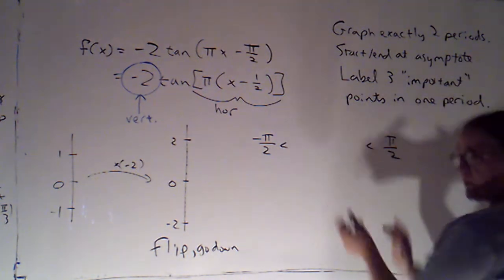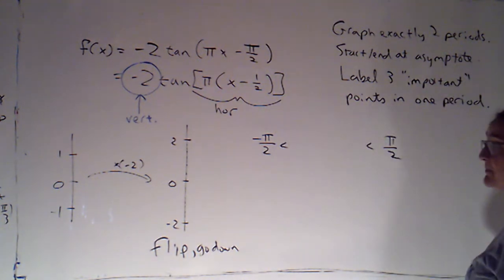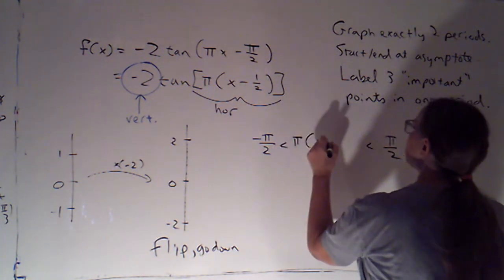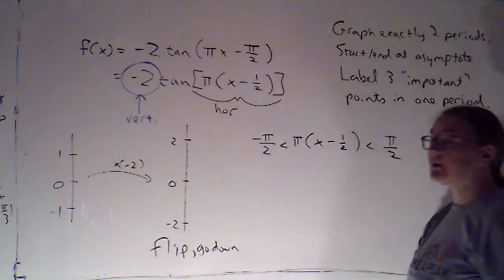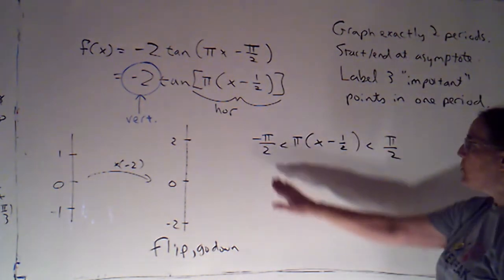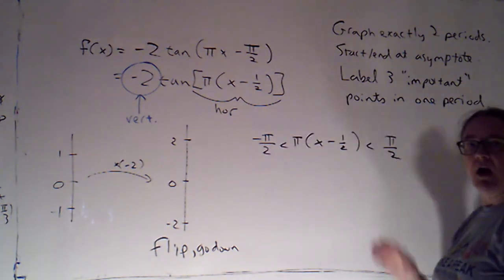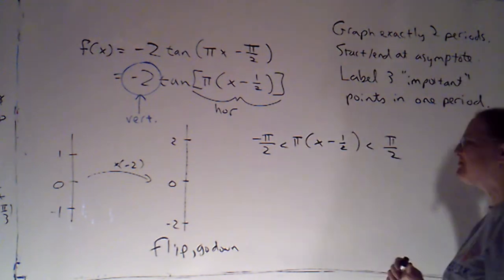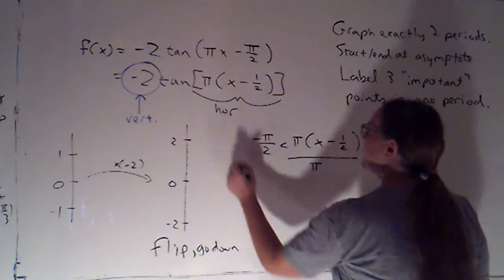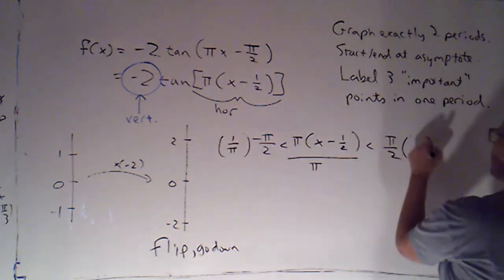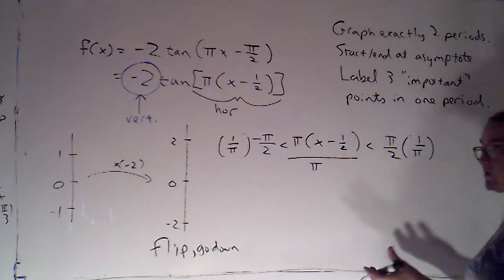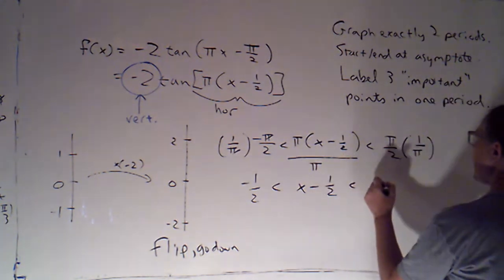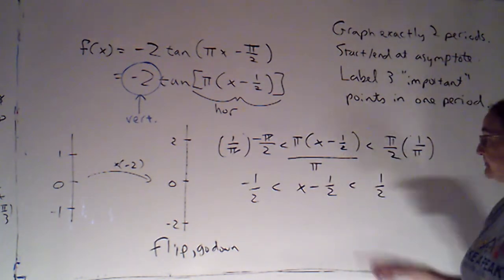And notice I've used strict inequalities here because x can't be those values because tangent's undefined there. So I'm going to say my input, pi times x minus 1/2, would have to be strictly between -pi/2 and pi/2. When I solve for x, whatever these numbers become are going to become the location of my starting asymptote and my ending asymptote for that first period. Okay, so let's divide by pi. I'm just going to use the fact that dividing by pi is the same as multiplying by its reciprocal. So those pi's cancel. I get -1/2 less than x minus 1/2 less than +1/2. Let's add that half.